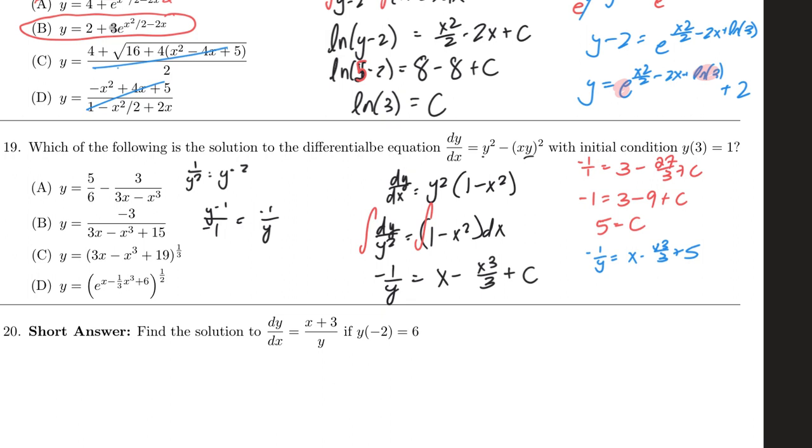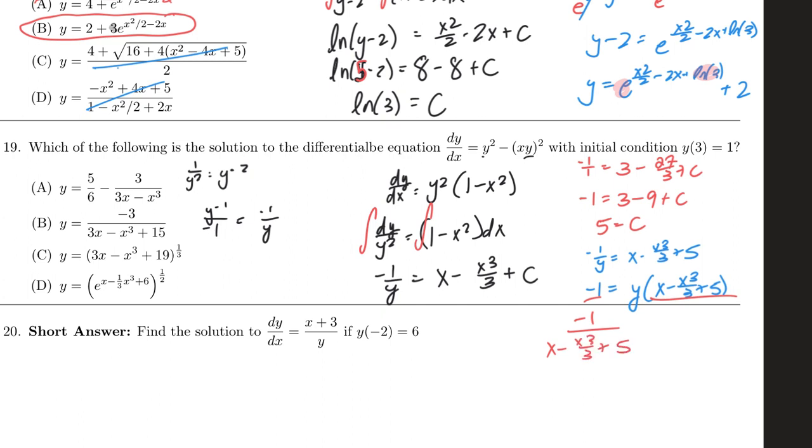All right, and how are we going to solve for y? The first thing I would do is multiply both sides by y. And then divide by all of that. So our answer should be negative 1 over x minus x cubed over 3 plus 5.